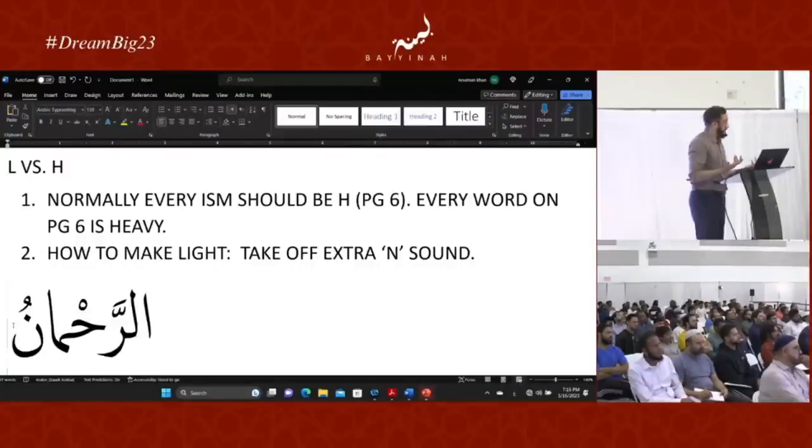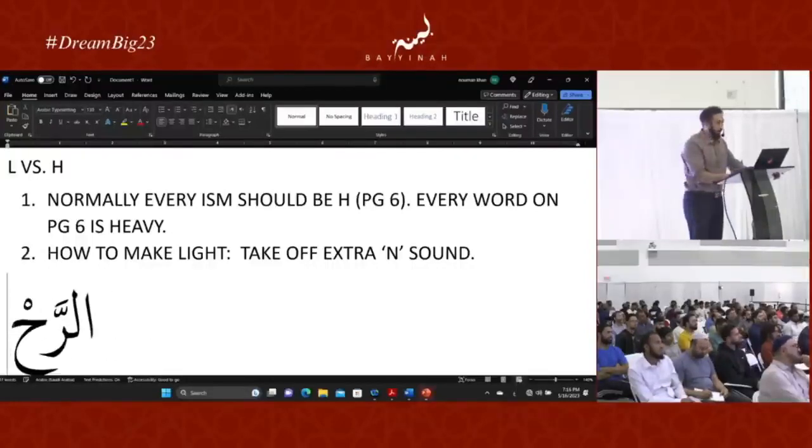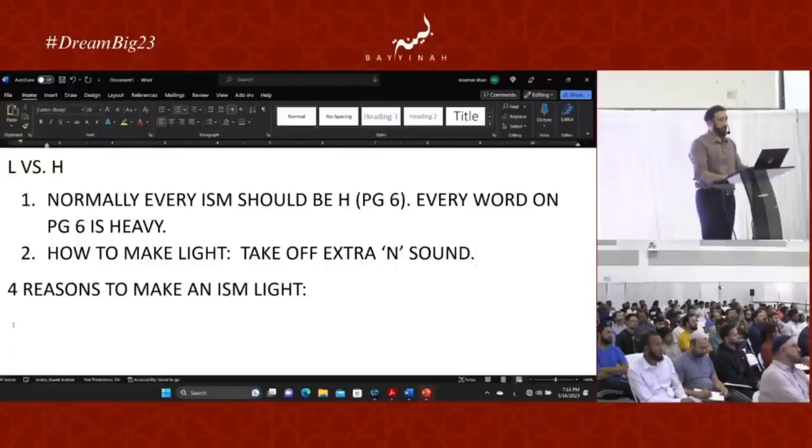There's no extra N. By the way, we can't even say light and heavy right now because there's an al there. We don't care about that question, remember? Good. Okay, so now let's come back to the question. We know there has to be 4 reasons to make a word light. Let's come back to that now. Now we're ready for that.